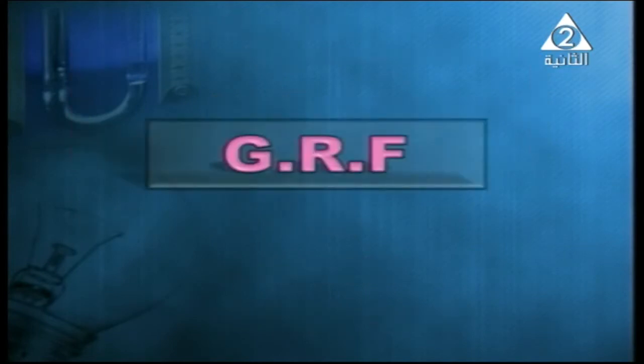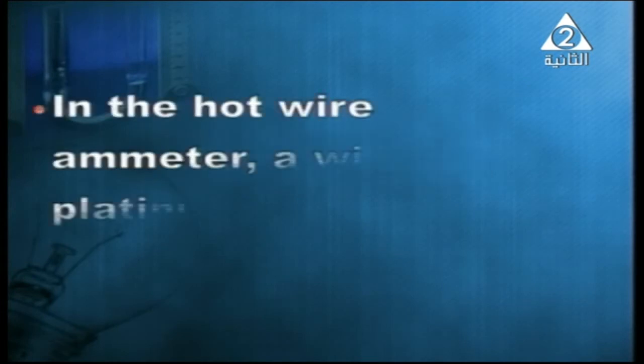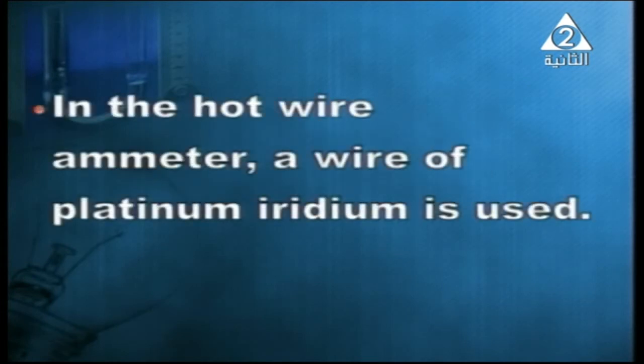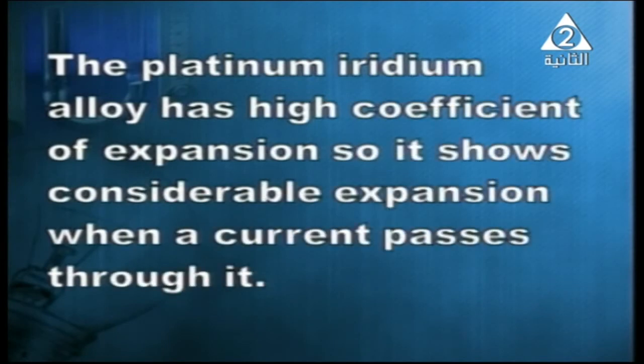And now we've got questions. First of all, give reason for: in the hot wire ammeter, a wire of platinum iridium is used. Why platinum iridium in particular? The platinum iridium alloy has a high coefficient of expansion, so it shows considerable expansion when a current passes through it.